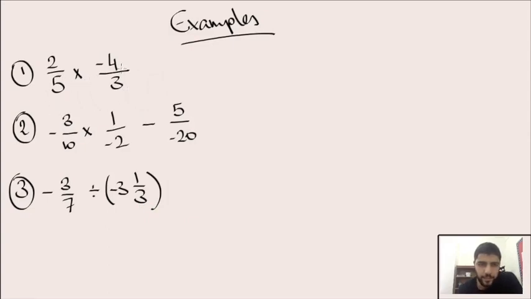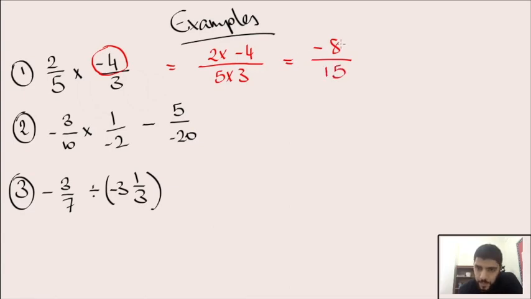So we have 2 over 5 times negative 4 over 3. Again, integer operation rules apply. This 4 is negative. So if we multiply numerator by numerator, 2 times negative 4 over 5 times 3. 2 times negative 4, since they have different signs, is negative 8. 5 times 3 is 15. 8 and 15 do not have any common factors, so our final answer is negative 8 over 15.